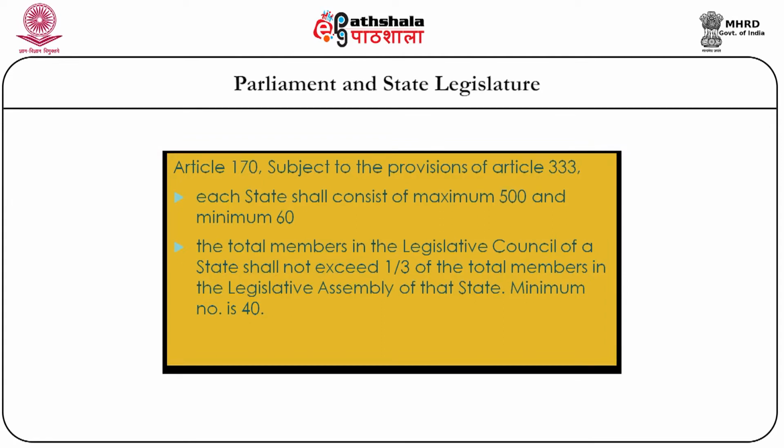Secondly, if we discuss the legislative council, which is the optional one, the total members in the legislative council of a state shall not exceed 1/3 of the total members in the legislative assembly of the state. And you know that the minimum number of members in the legislative council should be 40. This is the one criterion that each and every legislative council should have a minimum of 40 members for its composition.